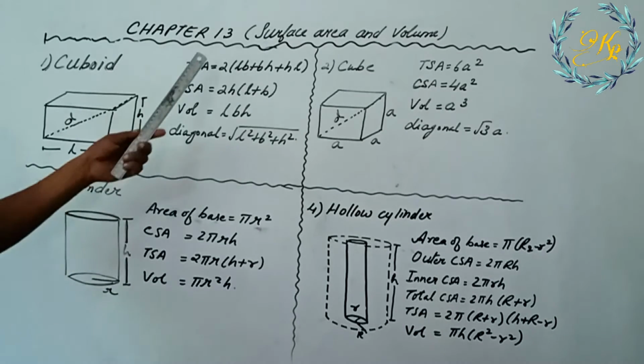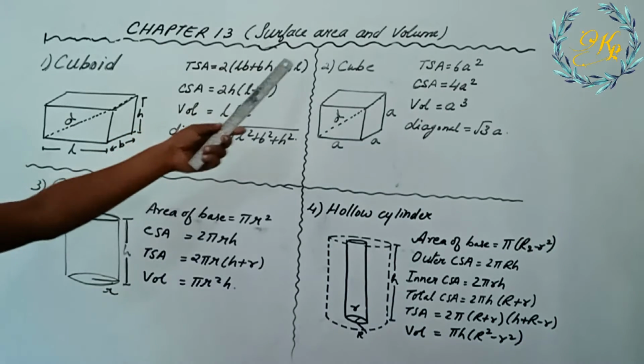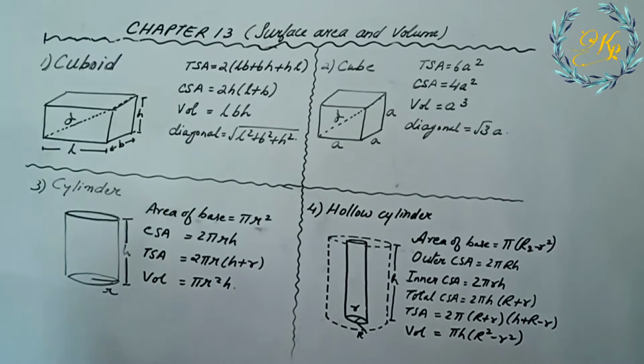Details of chapter number 13. The name of the lesson is surface area and volume of solids. So let's go to the first type of solid. We have a cuboid here.